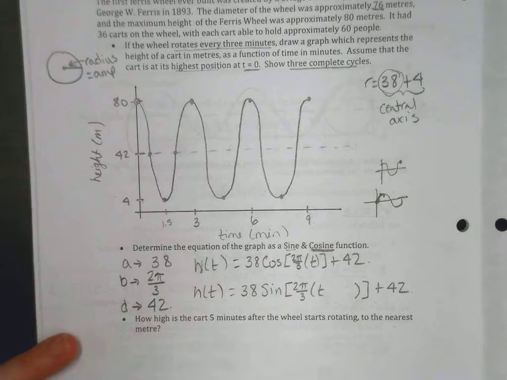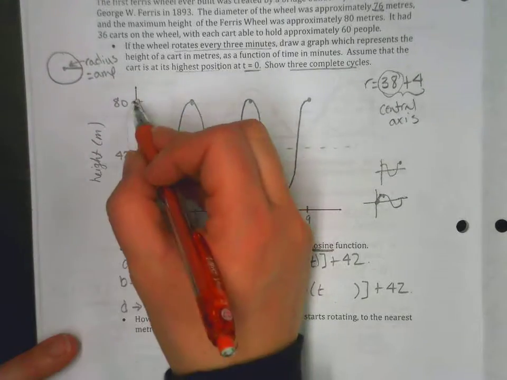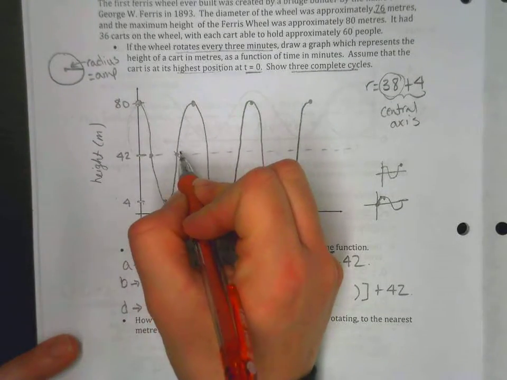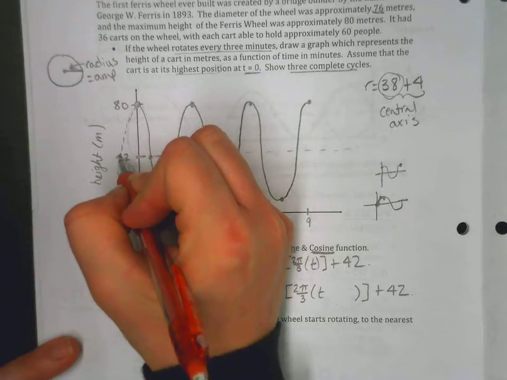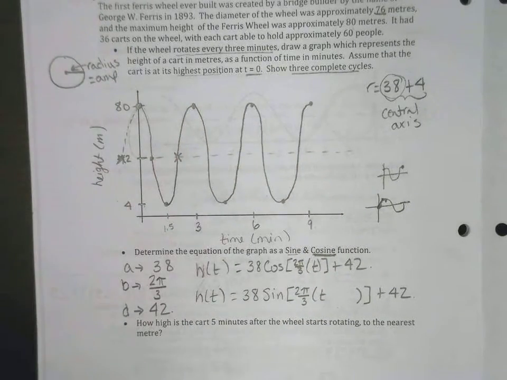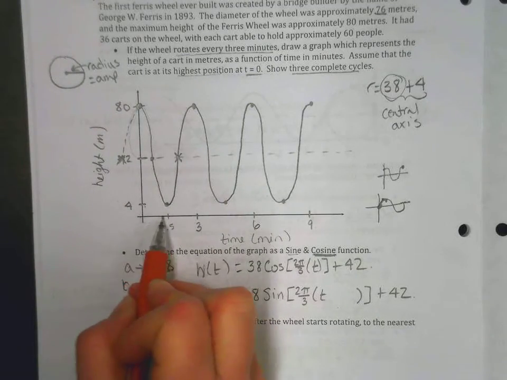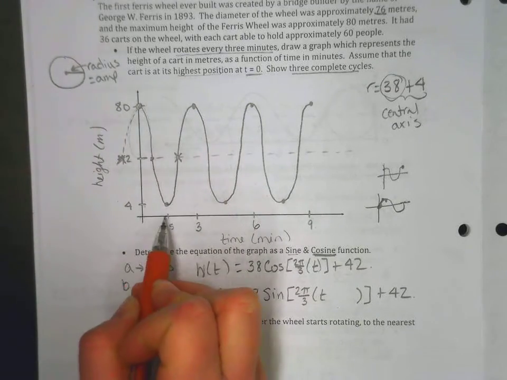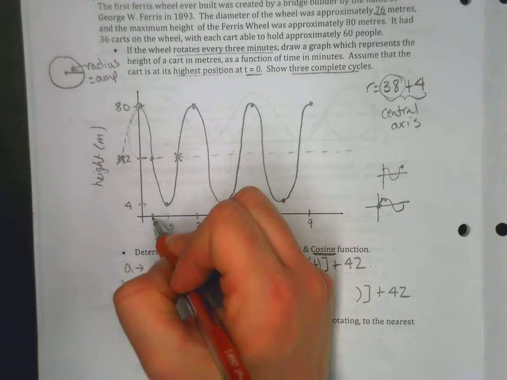Okay, so what you need to figure out is the halfway distance between 0 and 1.5, which is 0.75. And then I'm going to add this to 1.5. So 2.25.